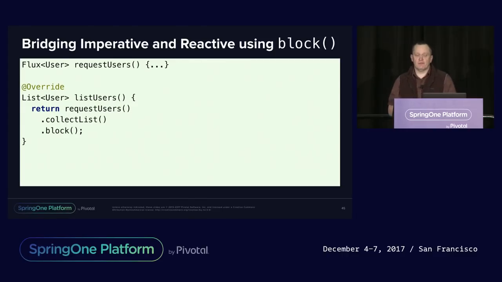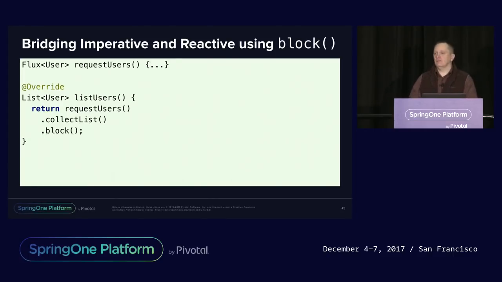We can do the same thing with a flux. This is similar to an example that Ben used earlier. We again call request users, so we're going to get a flux of however many of them back. And we're going to call that method, we're going to collect it into a list, because we can't have a flux when we go into an imperative world. So we collect it into a list, we block again, and what we get is a list of users that we can pass on to the next process.